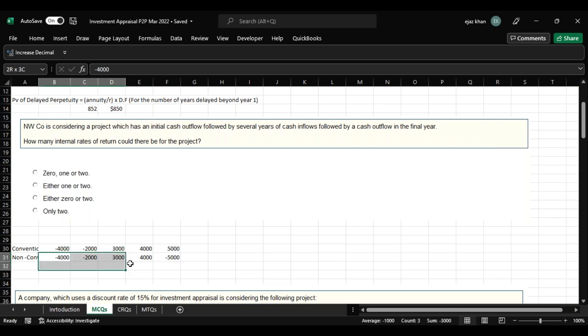So any project having these non-conventional cash flows will have the possibility of getting more than one IRR. In a conventional cash flow project, remember one thing: you will have zero IRRs or you will have one IRR. In a non-conventional cash flow project, you may have zero IRRs, you may have one IRR, or you may have two IRRs. So always remember this. I hope it's clear now.